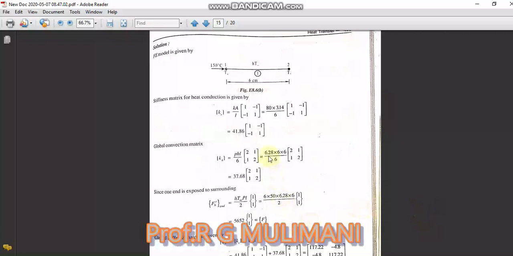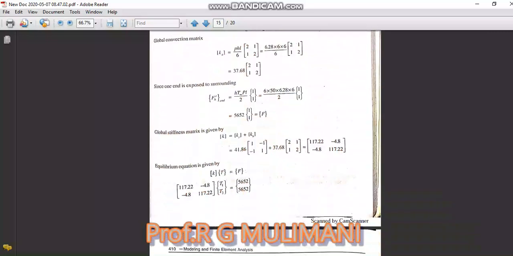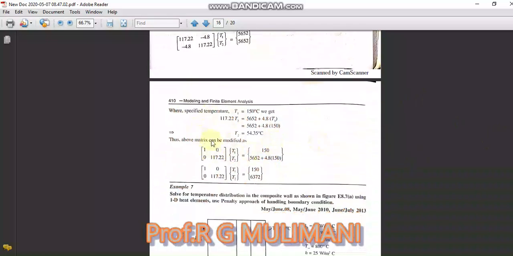As there is convection, you need to find the force vector due to convection, that is H T infinity PL by 2, where H is the heat transfer coefficient and T infinity is the outside environment temperature, which is given as 50 degrees Celsius. The perimeter can be calculated from the 2 centimeter diameter, that is 2 pi r. So we'll get a stiffness matrix, and the nodal temperatures are T1 and T2. The force vector is given by these expressions. Find the nodal temperatures, simplify it and find the nodal temperatures. Okay, thank you.